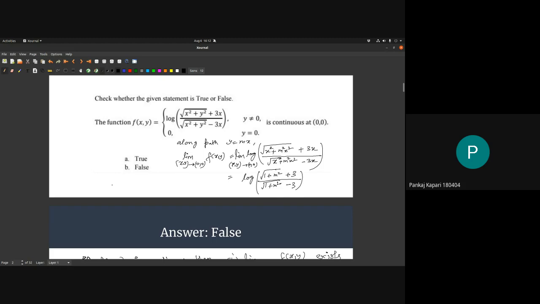Okay, so we can say that for this particular problem, the limit as (x, y) tends to (0, 0) of the function f(x, y) does not exist, right? That is why the function is not continuous at the origin.